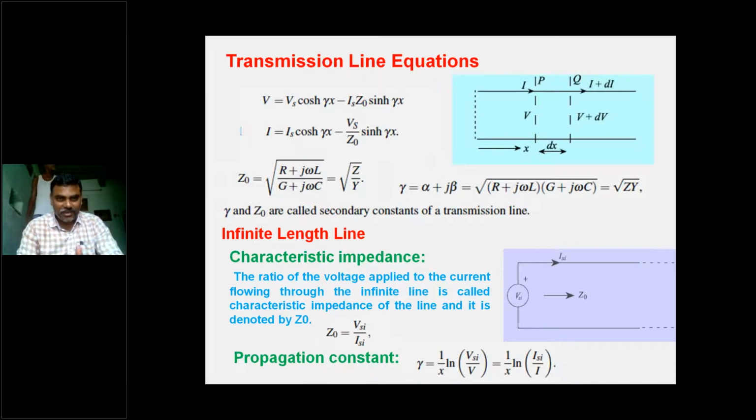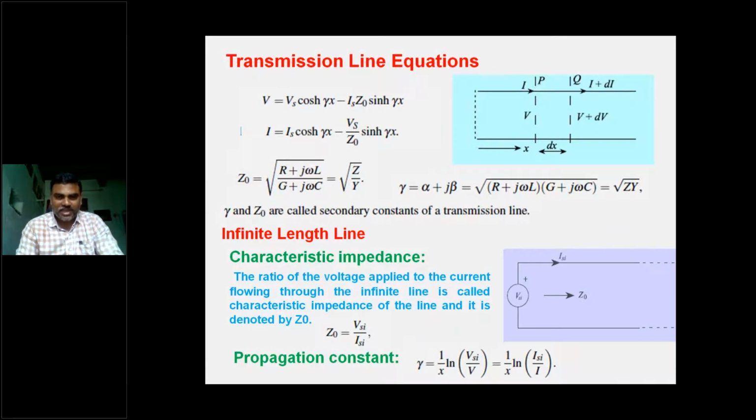And here the sending side wave equations V and I are given by V equals Vs cosh gamma x minus Is Z naught sinh gamma x. Similarly, I is Is cosh gamma x minus Vs by Z naught sinh gamma x. Here Vs and Is are the sending side voltage and current, and gamma is the propagation constant. And the characteristic impedance Z naught is given by the square root of series impedance over shunt admittance. That is root of Z by Y, which is root of (R plus j omega L) by (G plus j omega C).